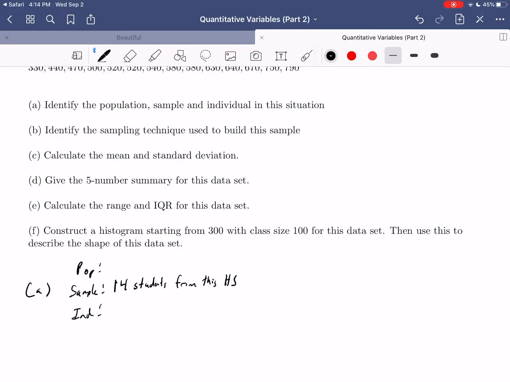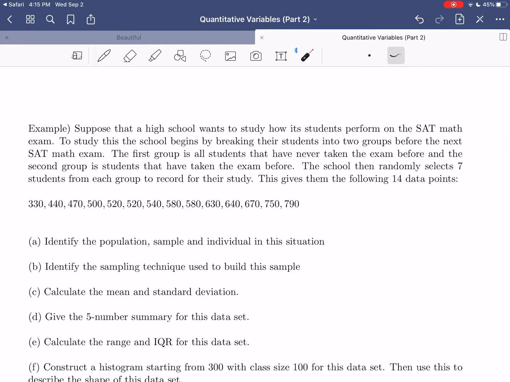Well, what is that made out of? Well, that's made out of, in terms of individuals, 1 student from this high school. And the population would, of course, be all students from this high school. We are being specific of saying from this high school because, again, it specifically says here that the high school wants to study how their students perform on the SAT math exam. Not just students in general, but specifically ones that go to this school.